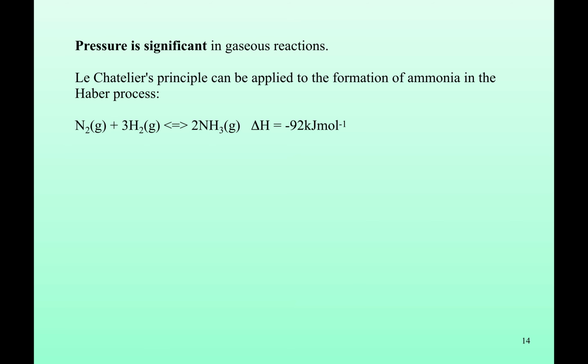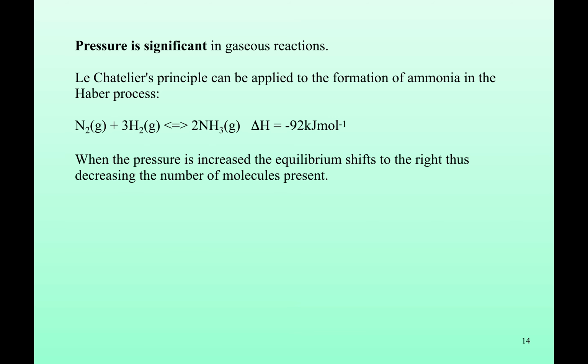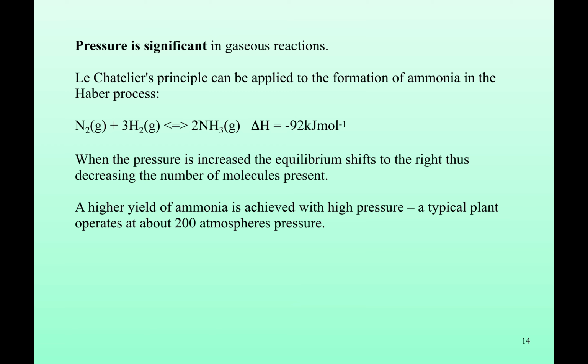For example, this is the Haber process. You know that we run this at how many atmospheres? Yes, 200 atmospheres. So 200 times atmospheric pressure. If we increase the pressure, there are fewer moles on the right or fewer molecules on the right. So there are 4 moles on the left here, 2 moles on the right. So the equilibrium will shift to the right, producing more ammonia. A higher yield of ammonia is achieved with high pressure. This is one of Haber's breakthroughs, doing it at very high pressure.